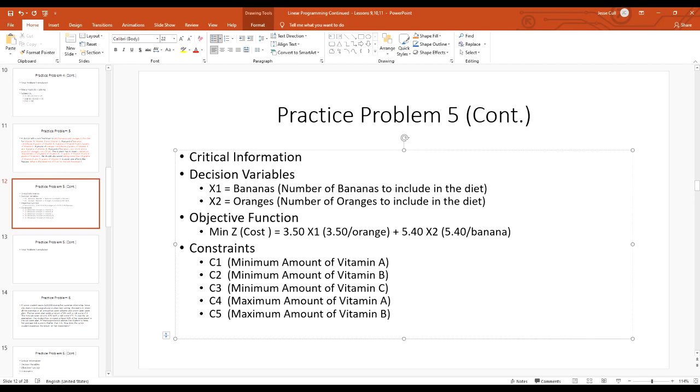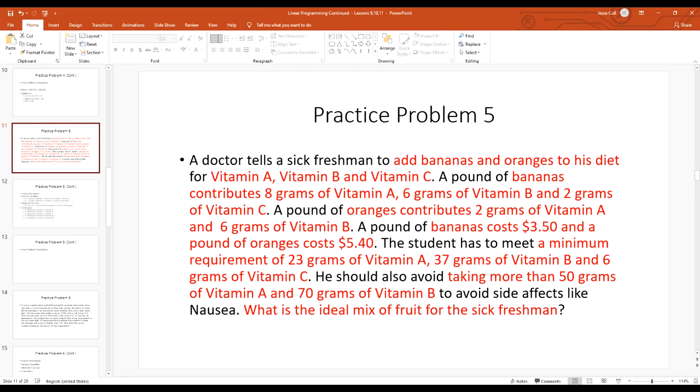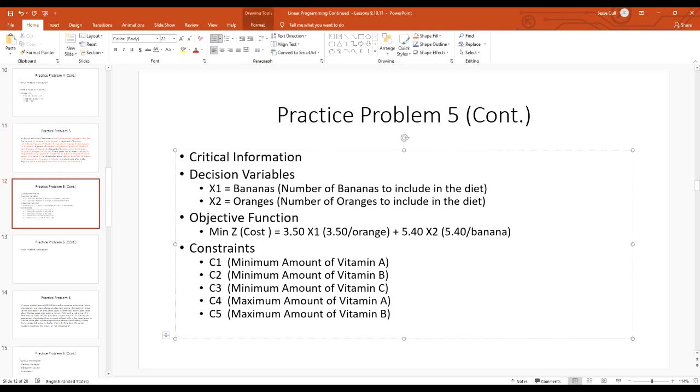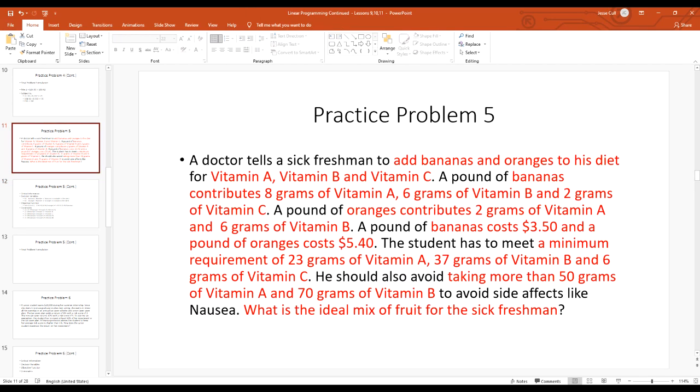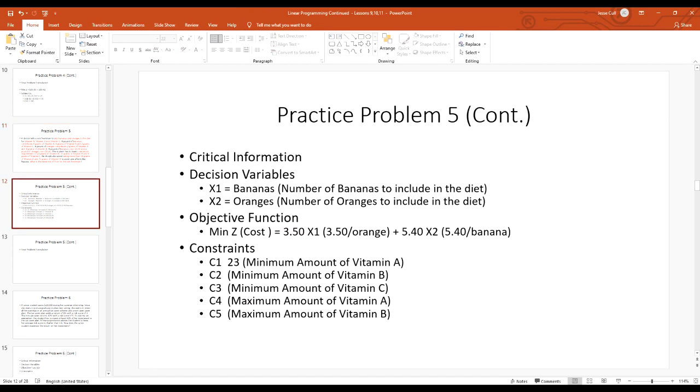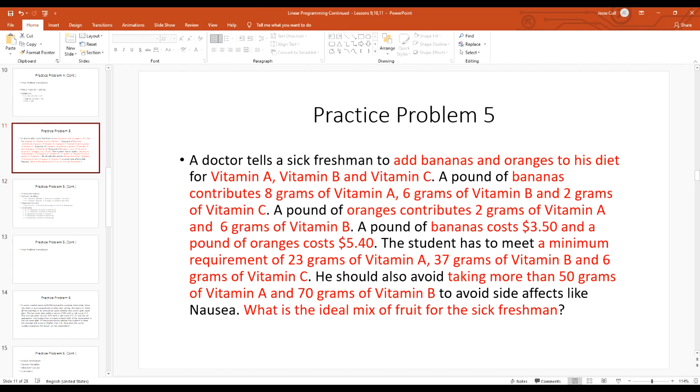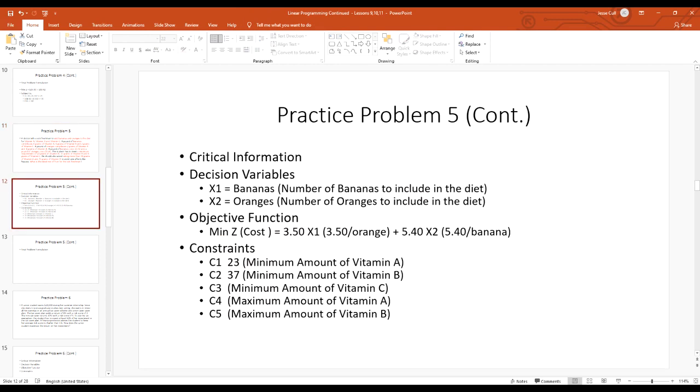So now we're going to go into our parameters and we're going to check what are the maximum and minimums. A pound of bananas, we see here there's a minimum requirement of 23 grams of vitamin A. So we come here and we have 23 grams. We go back and we see there's 37 grams of vitamin B is our minimum. So 37. And then we go one more time and we see our minimum amount of vitamin C is 6 grams.